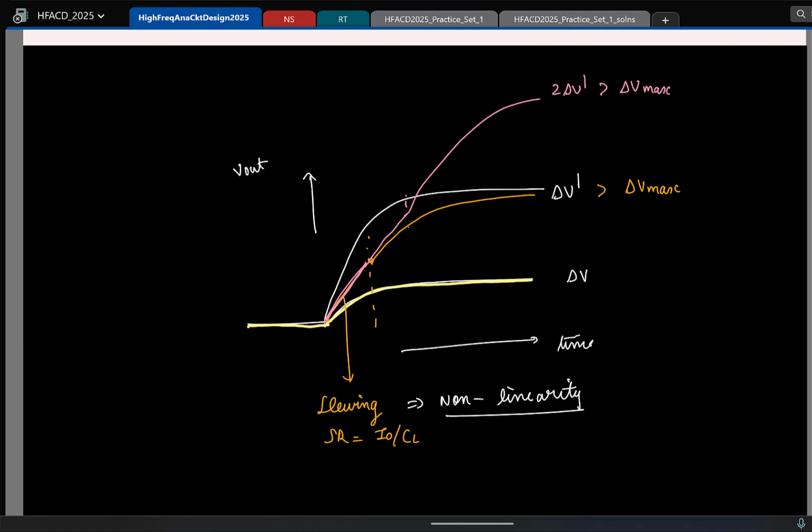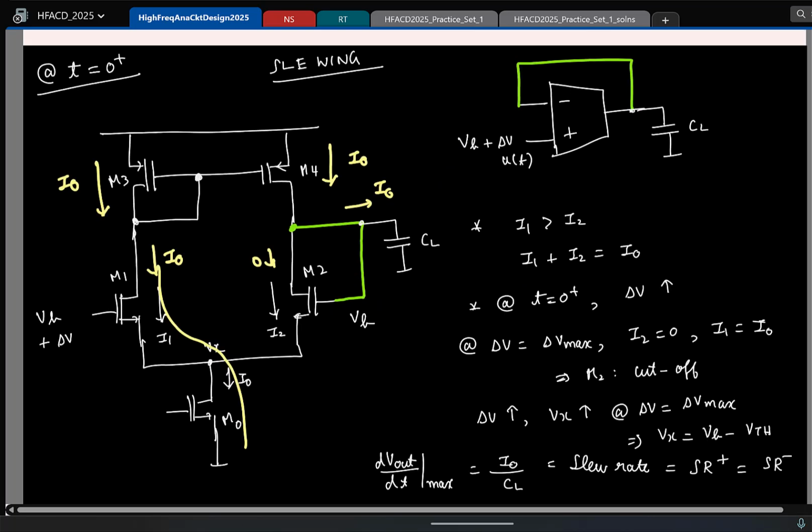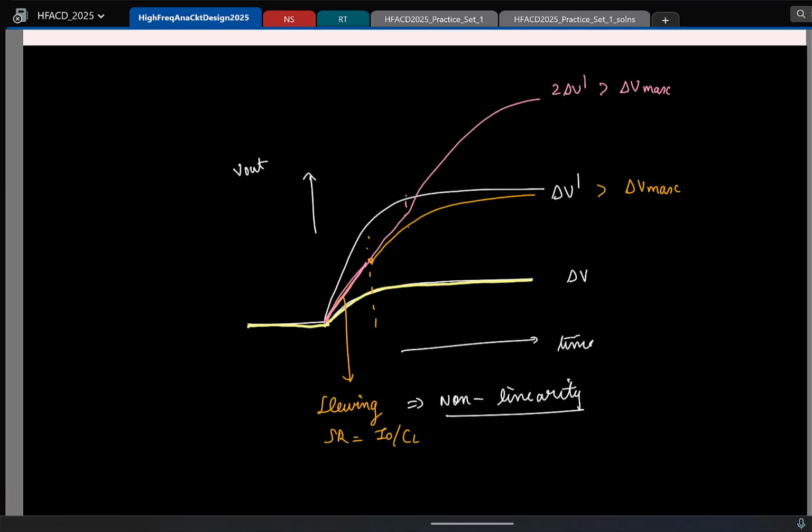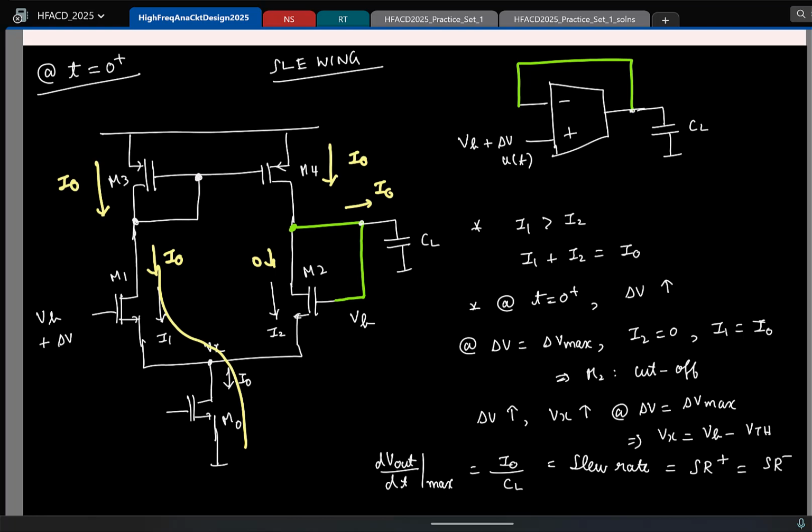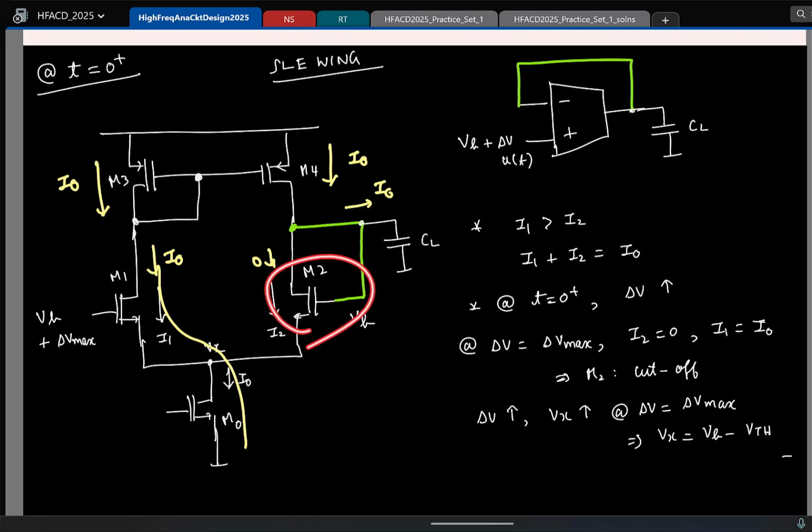So one last thing, let's quickly calculate what this delta V max is so that we know what the limit is. So let me copy this. So I'll erase all this. Yeah. So let us say I am operating at the exact delta V max where the current in M2 is just becoming 0. That is, M2 has just become cut off.